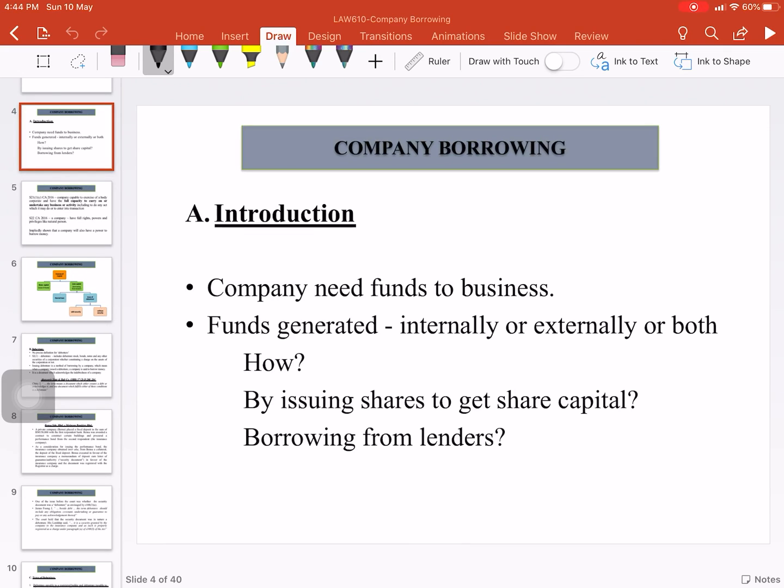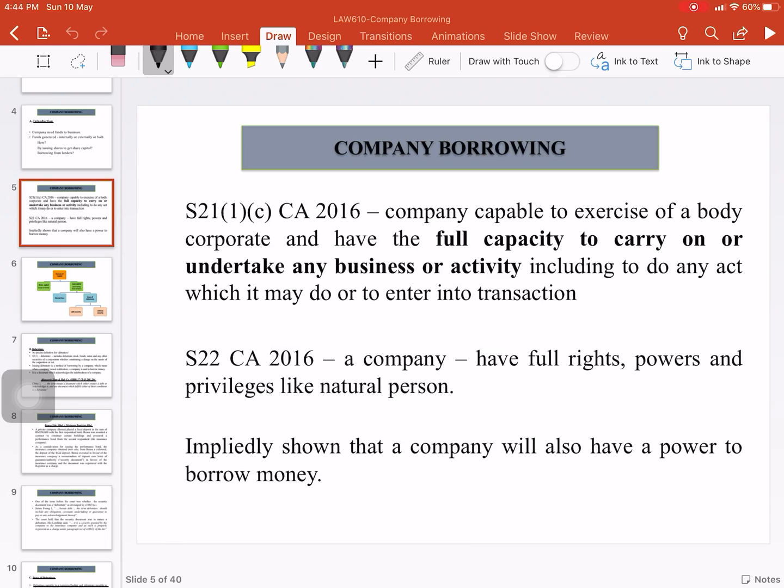Yes, you can borrow. In order for you to borrow, you need to know where the power of borrowing comes from. Section 21, subsection 1, paragraph C of the Companies Act 2016 provides that a company is able to exercise as a body corporate and has full capacity to carry on or undertake any business or activity, including to do any act. So basically they can enter into any transaction. Why? Because section 22 provides a company has full rights, powers and privileges like a natural person. So this impliedly shows that a company will also have the power to borrow. So this is where the power of borrowing for a company comes from.